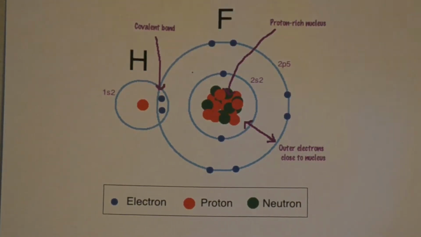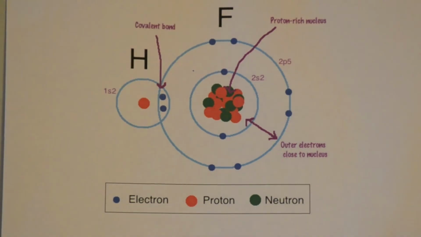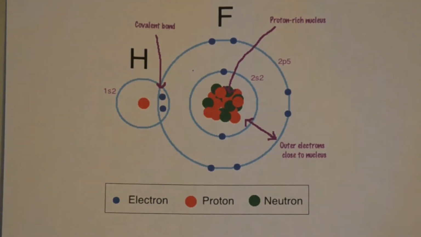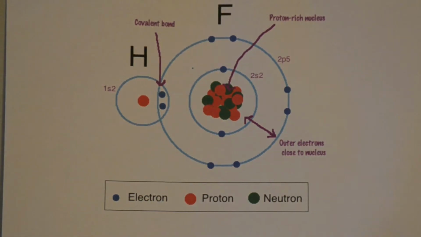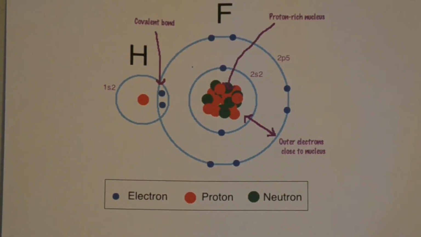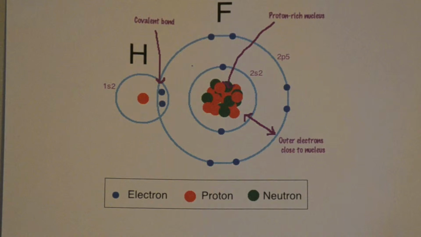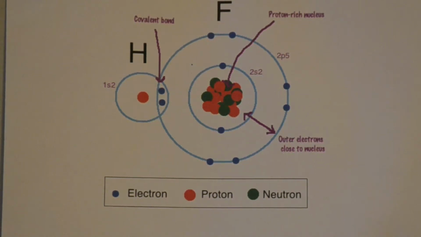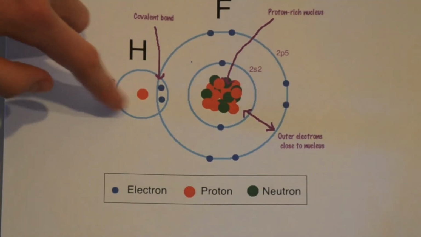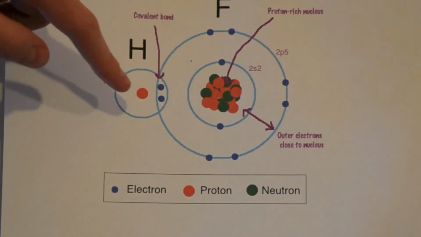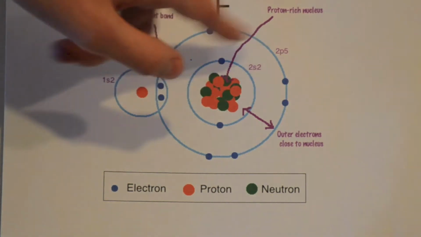Here we have a hydrogen atom and a fluorine atom. Since hydrogen only has 1 electron, it can't lose it, otherwise it wouldn't have any electrons. But fluorine also needs 1 more electron. They compensate for this by sharing 2 electrons with each other as shown, so that hydrogen has a full valence shell with 2 electrons, and fluorine has a full valence shell of 8 electrons.